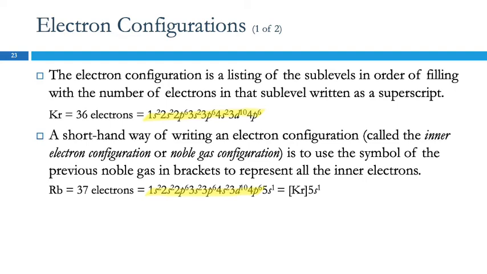So instead of writing all of that out, we're just going to write the element symbol for krypton and put brackets around it. And we understand that this means the electron configuration of krypton and then 5s1. There's just one more electron for rubidium. It's a lot shorter. You can only do this with the noble gases, okay? You can't say for krypton, well, krypton is bromine in brackets and then one more electron. You can't do that. We're just looking at the ends of the rows, okay?